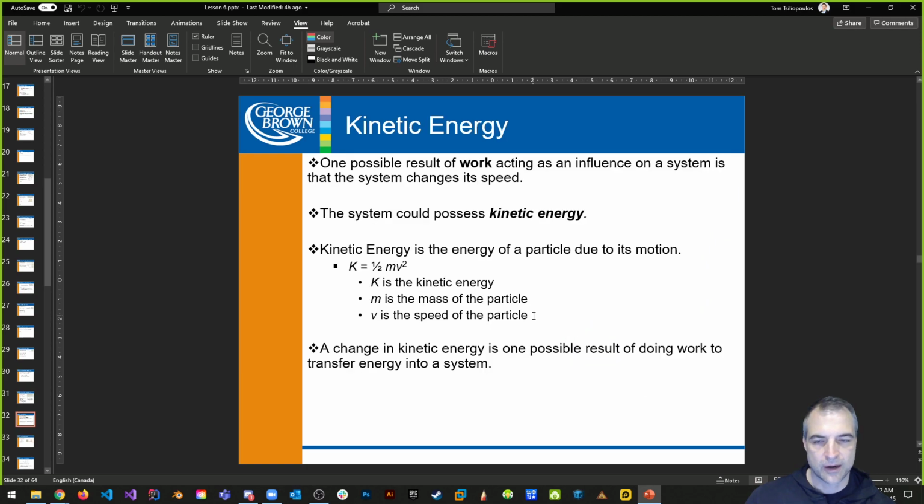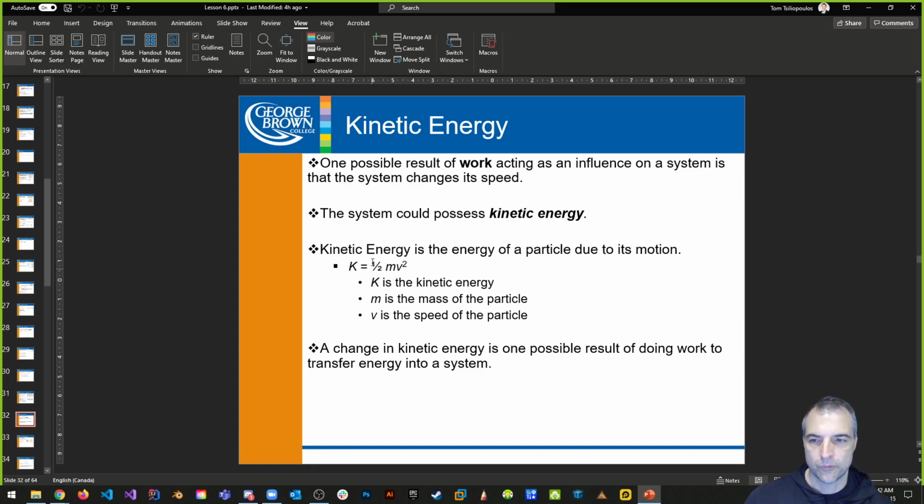Let's talk about kinetic energy for a second. One possible result of work acting as an influence in the system is that the system changes its speed. So that's a possible result of work. The system could possess something called kinetic energy. Kinetic energy is the energy of a particle due to its motion, and it can be described as K, the kinetic energy, is 1/2 mv squared.